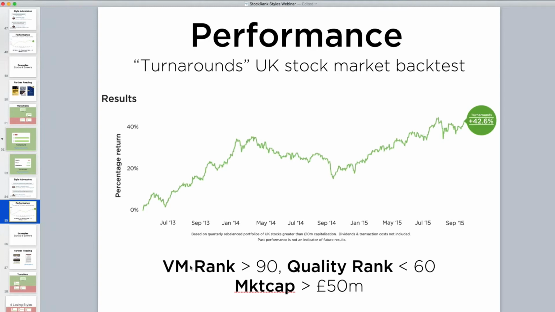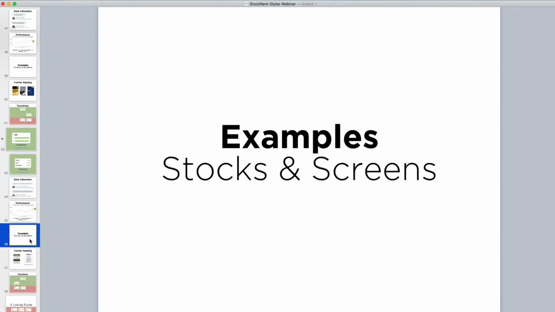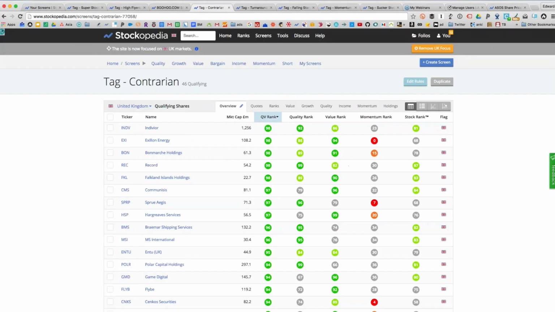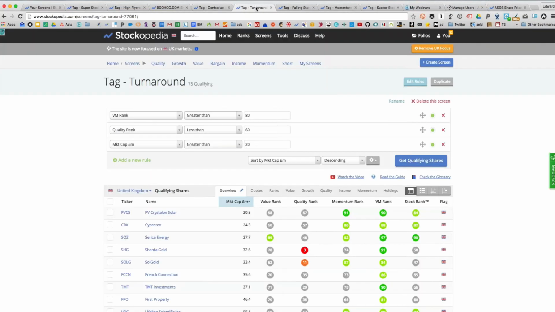And when screening, I'd be looking for a high VM rank. I would be willing to look at any quality rank when I'm looking for these kinds of turnaround shares. I might not specifically screen for a low quality rank. So if we go again to the screener, I can show you some of these kinds of shares. VM rank greater than 80 or 90.